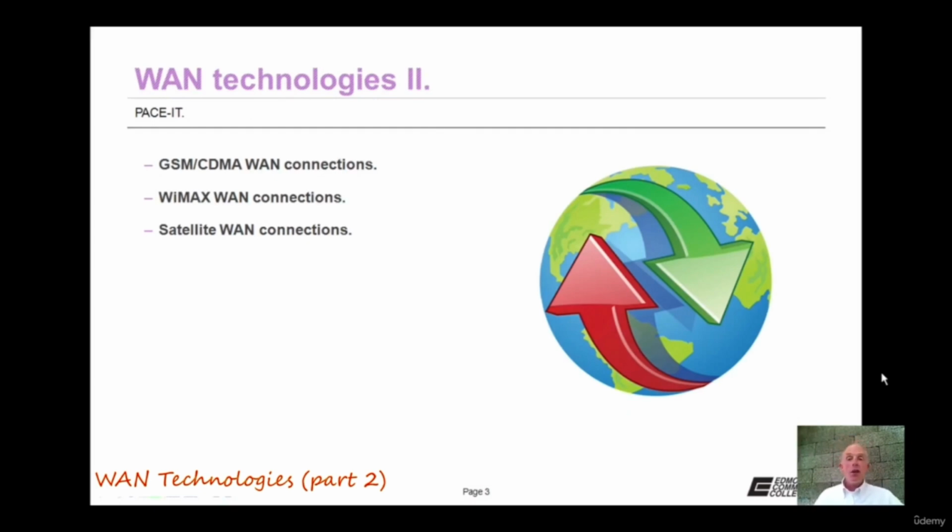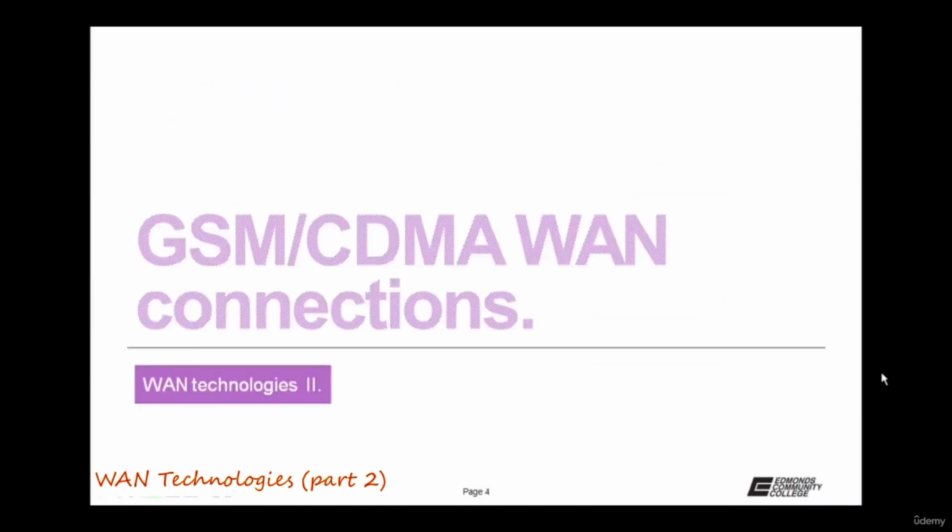Today we're going to be discussing GSM and CDMA WAN connections. Then we're going to move on to WiMAX WAN connections, and we're going to conclude with satellite wide area network connections. There's a fair amount of information to cover, so let's go ahead and begin this session. And of course, I'm going to begin with the GSM and CDMA wide area network connections.